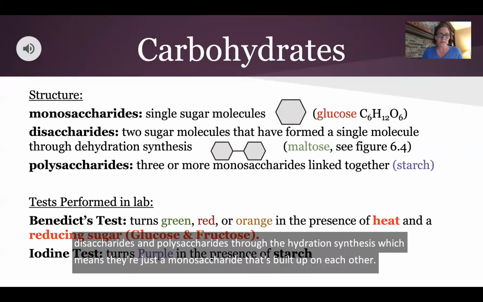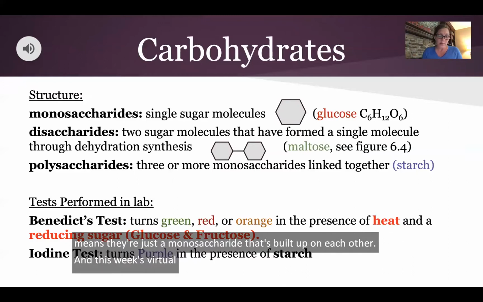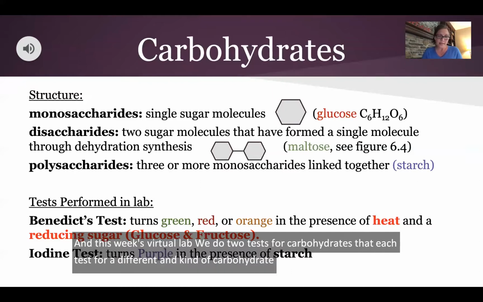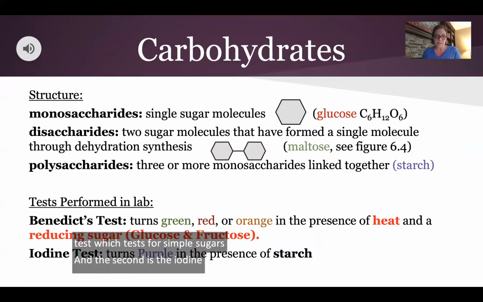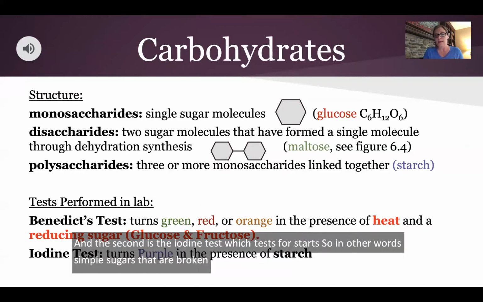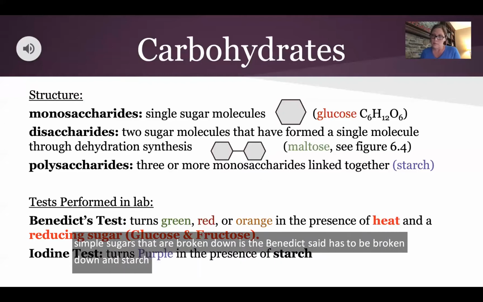In this week's virtual lab, we do 2 tests for carbohydrates that each test for a different kind of carbohydrate. The first is the Benedict's test, which tests for simple sugars. And the second is the iodine test, which tests for starch. So in other words, simple sugars that are broken down is the Benedict's test. And starch is the iodine test, where it is several monomers basically clustered together. It hasn't really broken down yet.